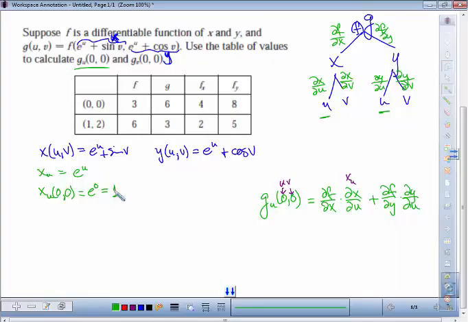Sorry, we're going to be interested in one more thing too. We'll talk about that in a minute. But let's finish taking the derivatives here. y sub u is equal to e to the u again, and y sub u evaluated at (0, 0) is going to give us e to the 0 again, which is 1.